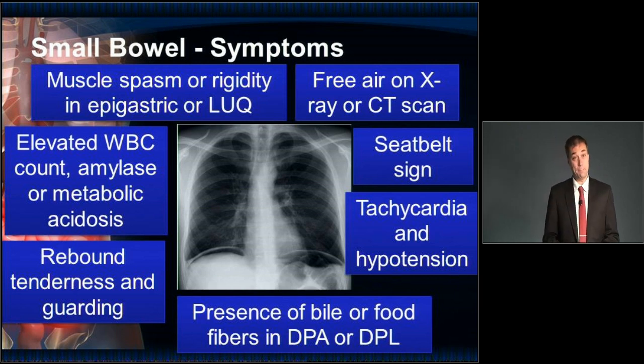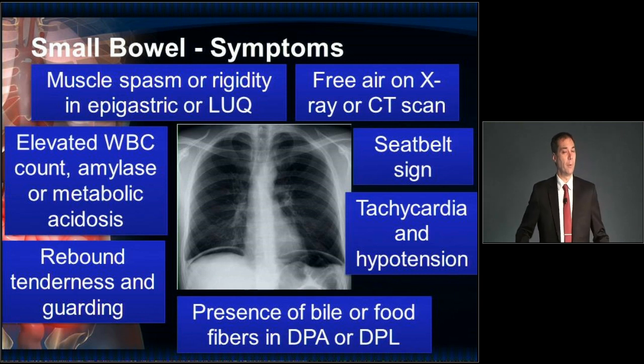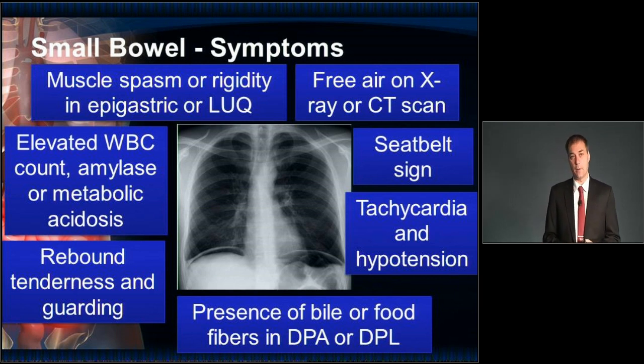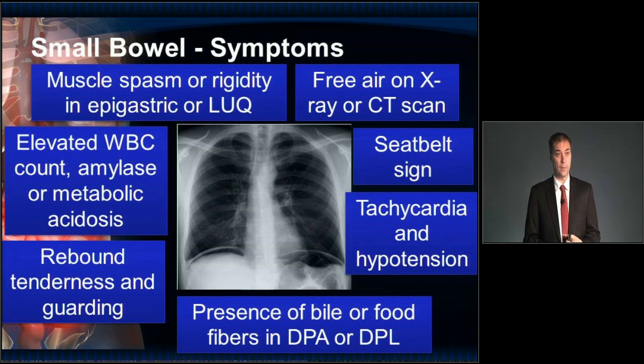They may have that seatbelt sign I talked about earlier, abrasions or bruising across the iliac crest. The blood loss can cause tachycardia, hypotension. If a DPA or DPL is done, there may be bile or food fibers in there. They may have rebound tenderness and guarding because of peritoneal irritability, and an elevated white count, amylase, and metabolic acidosis on their labs.